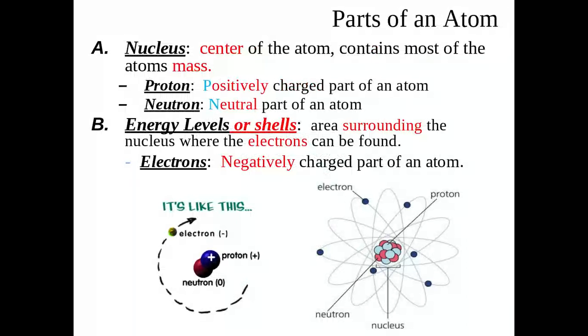So let's look at our notes. The nucleus is the center of the atom, and that contains most of the mass. Why does it contain most of the mass? Because the only things that we really measure with mass are protons and neutrons. Protons are part of the nucleus, and so are neutrons. So in the nucleus, there are protons and neutrons.